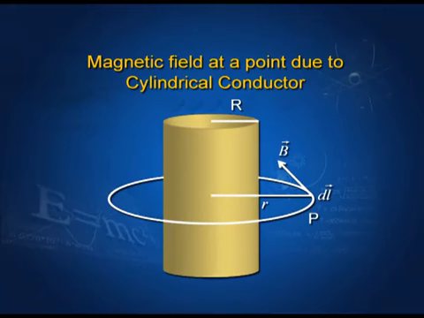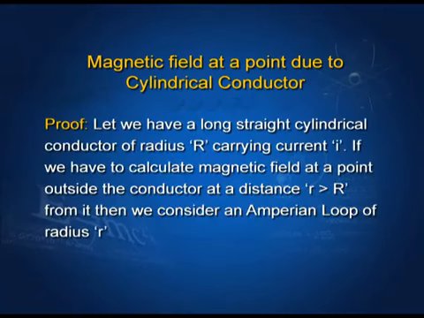Magnetic field at a point due to a cylindrical conductor. Proof. Let us have a long straight cylindrical conductor of radius capital R. It is carrying current I. If we have to calculate the magnetic field at a point P outside the conductor at a distance small r, which is greater than the radius of the cylinder capital R, from it, then we consider an Amperian loop of radius r.